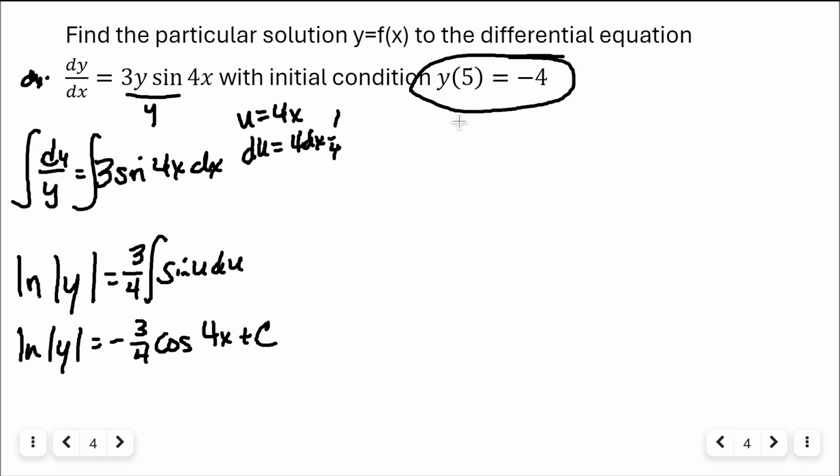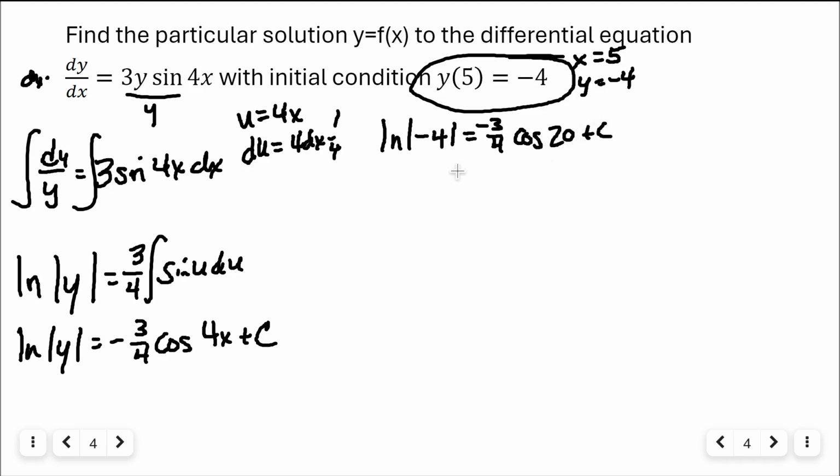So y of 5 is equal to -4. That means the x is 5, the y is -4. The y, the outside, is -4. Inside is x. All right, let's plug it in and see what we get. So we get the natural log of -4 is equal to -3/4 cosine 20 plus c.